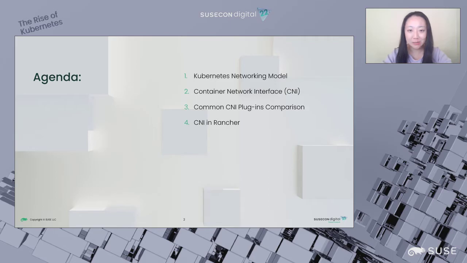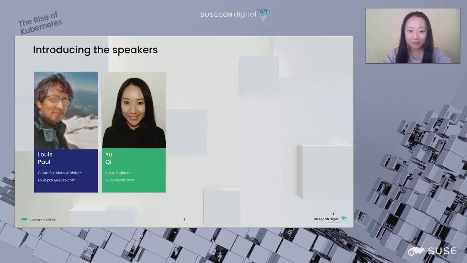In this session, we'll explain the Kubernetes Networking Model, Container Network Interface or CNI, and the comparison of common CNI plugins. Rancher comes with multiple CNI integrations, and we'll show you how you can configure that in Rancher. The goal is to help you understand Kubernetes networking and choose the right CNI for your use case.